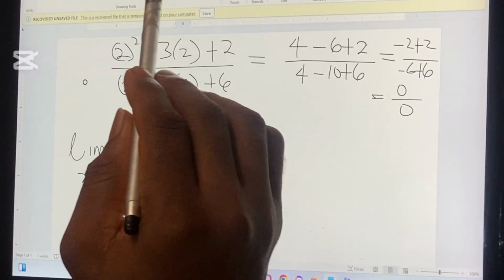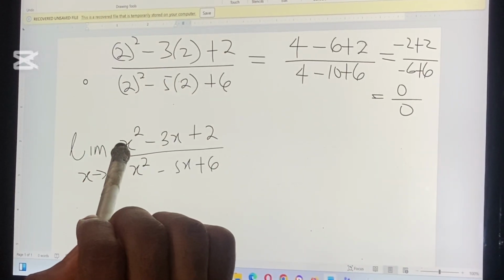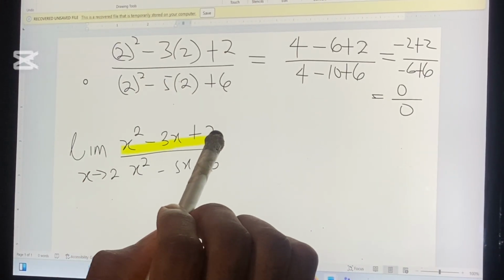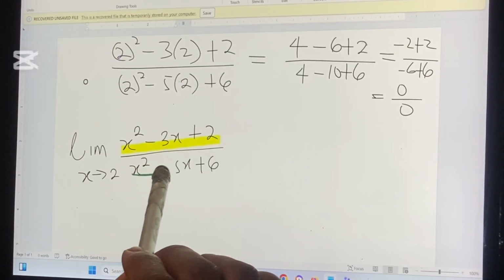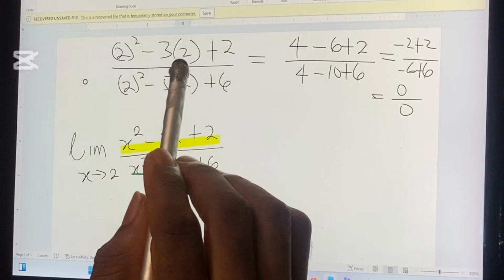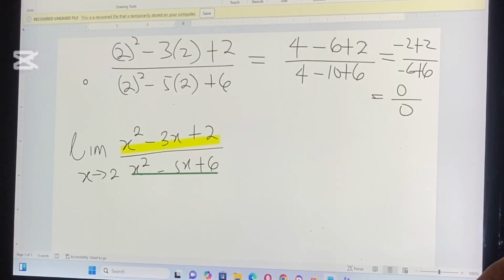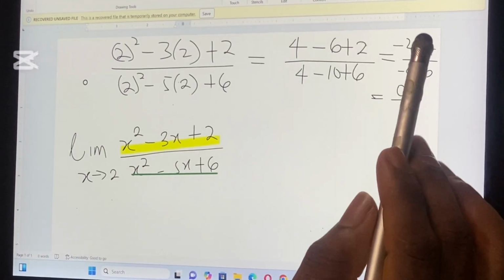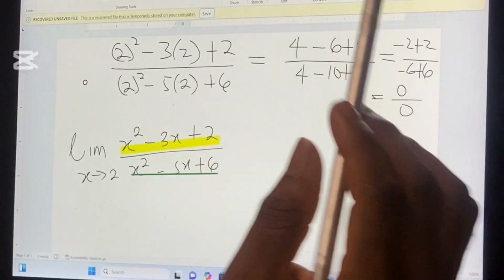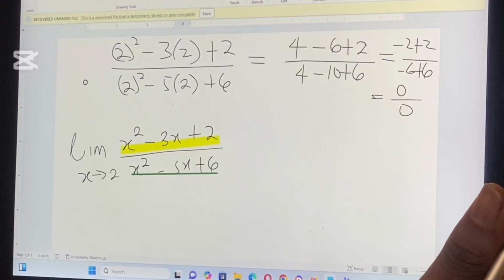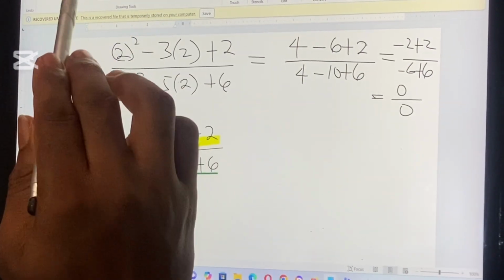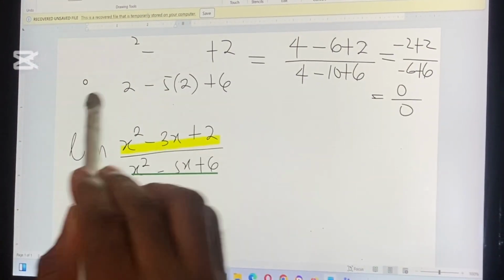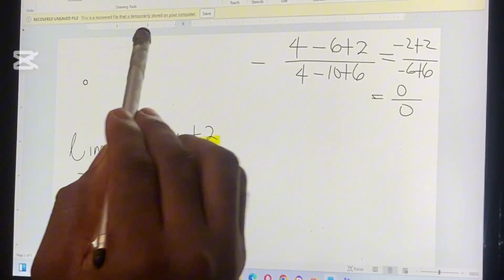Okay, that means I will factorize this quadratic expression at the numerator, and I will factorize this quadratic expression at the denominator. Please take note. The method we use to factorize a quadratic is to find the target factor. So how do we find the target factor here? Let's factorize the numerator part first, class.